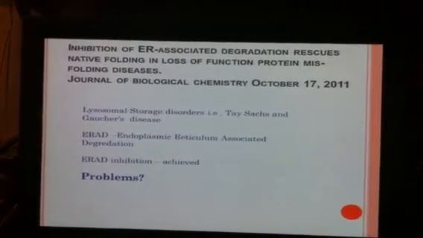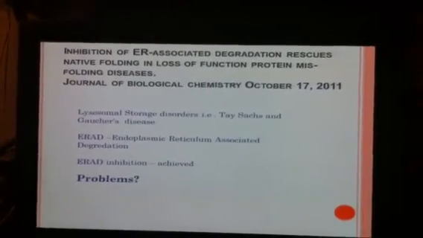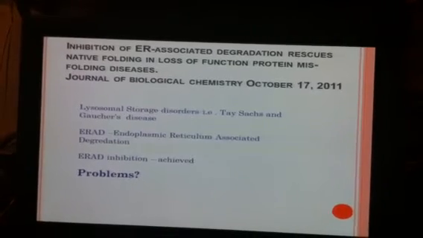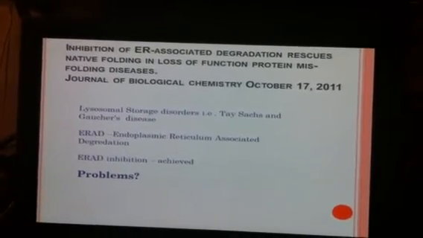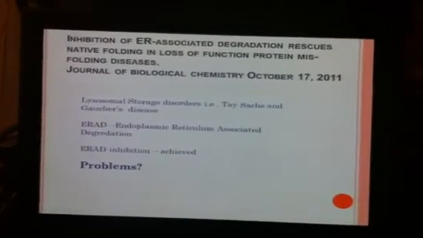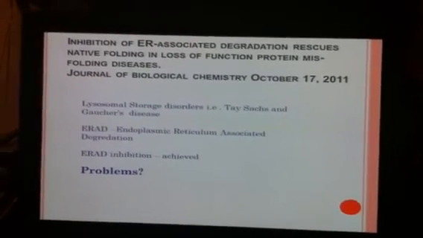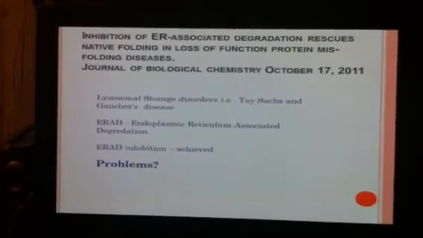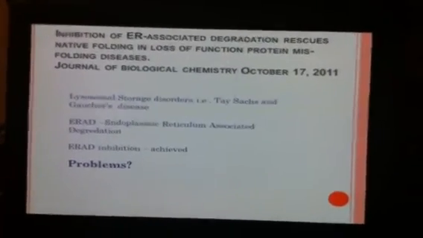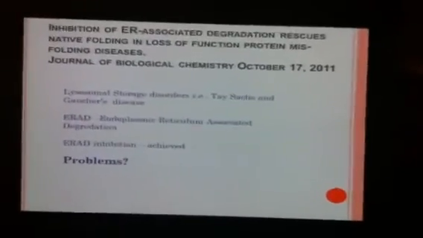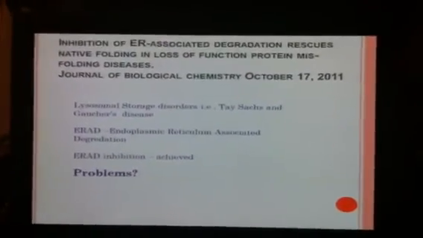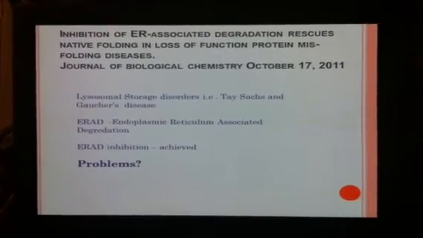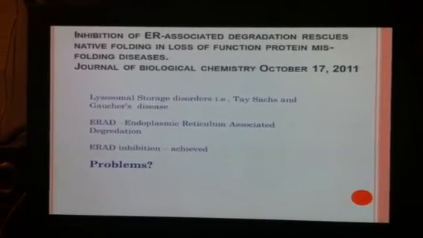Inhibition of endoplasmic reticulum associated degradation versus native folding and loss of function protein folding diseases was found. This article was found in the Journal of Biological Chemistry and was published on October 17, 2011, very recently. In this study, they have exploited a process called endoplasmic reticulum associated degradation, which is the mechanism by which only correctly folded proteins are transported to the final destination, and misfolded proteins are degraded. It is a selection process.